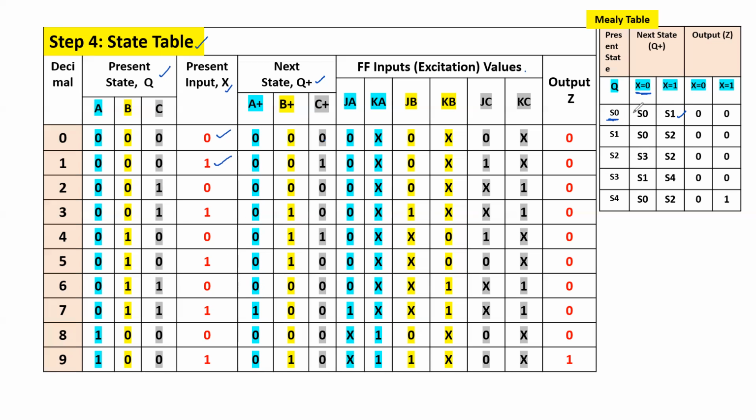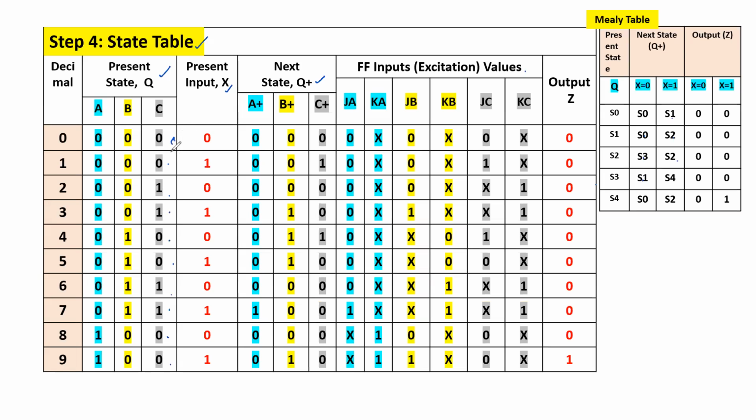Okay, you should write easily first this one, second, third, fourth, fifth, sixth, seventh, eighth, ninth, 10th. In this way, we should write all of this. The easy way of writing is first we should fill the first column with S0, S0, S1, S1, S2, S2, S3, S3, S4, S4.